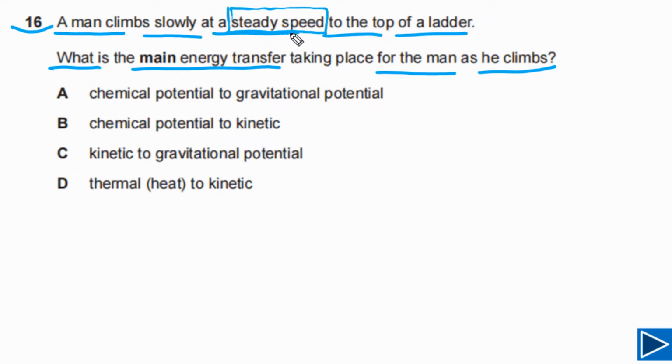So if the speed is steady, it means speed is constant, means V is constant. So first thing we need to understand is that steady speed means that speed is constant. If the speed is constant, it means that the change in kinetic energy is equal to zero. It simply means that kinetic energy initial is equal to kinetic energy final. Means no change in kinetic energy.